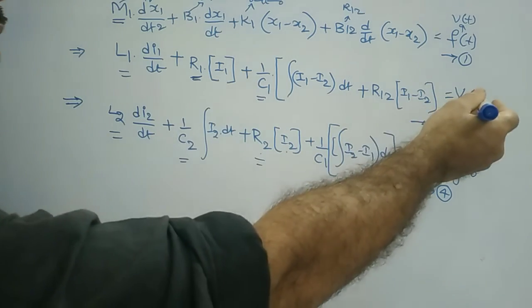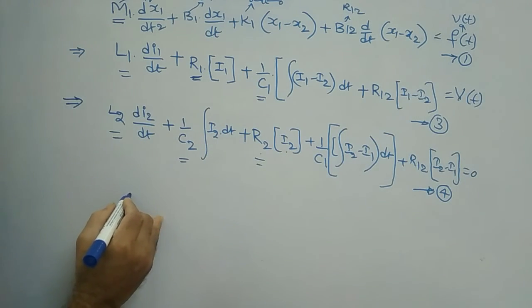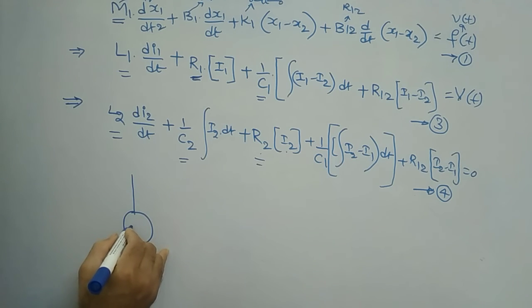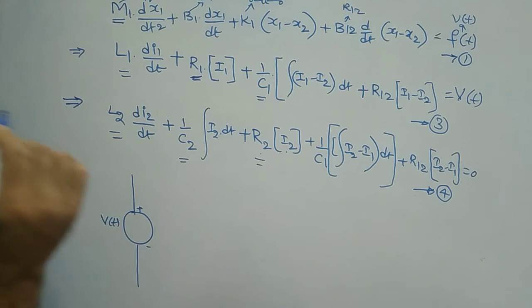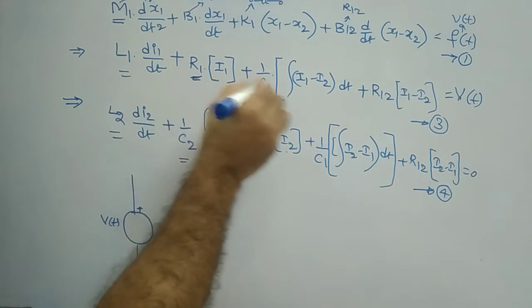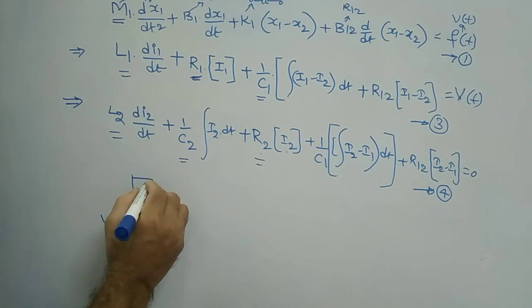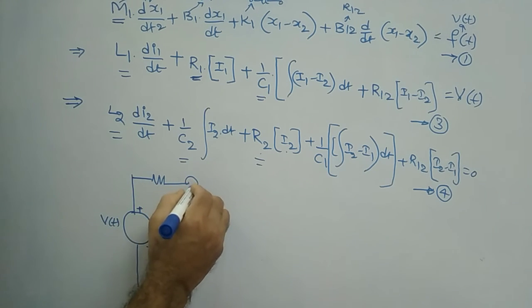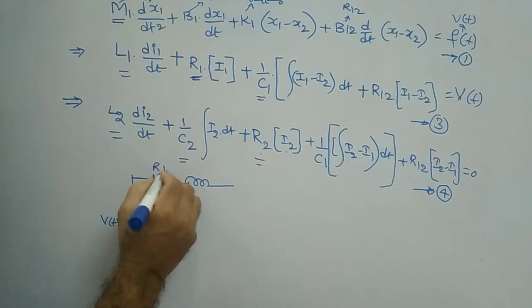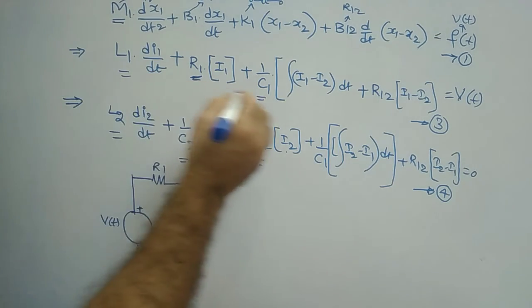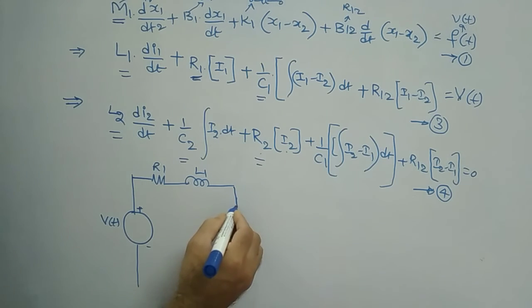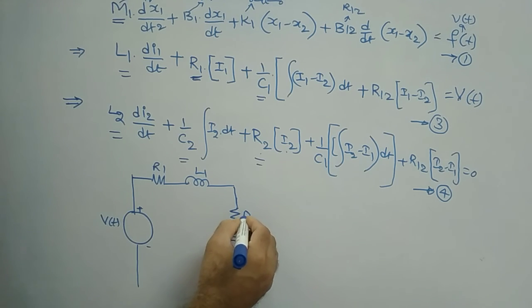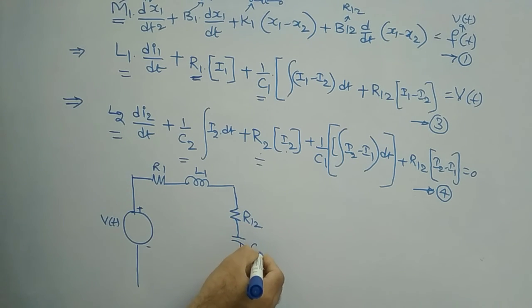So with this, for example from this third equation, R I1, L I1, I can directly write this as a voltage equal to voltage, something like this. This is your voltage V of t. So from this third equation, I can write this. This is R1. This is your L1. And this C1, you can write, this is R12, you can put R and this is C1.